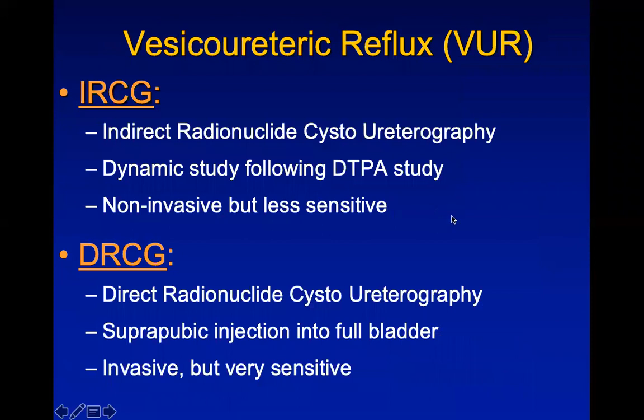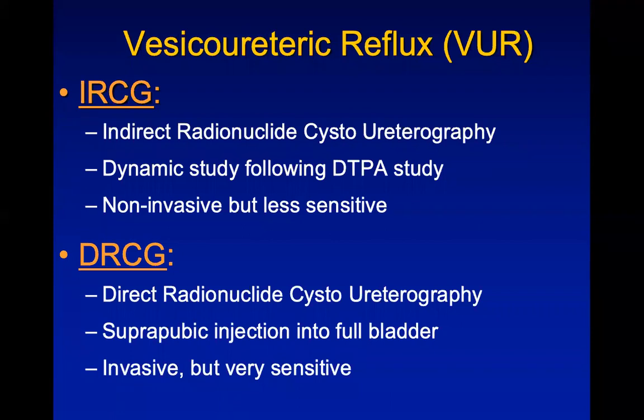VUR. Now, vesicoureteric reflux: either you can do an indirect radionuclide cystography, or a direct radionuclide cystoureterography. How do they differ? The IRCG is usually done as a dynamic study following a DTPA or an EC renography. You wait for the study to finish. This is dependent on both kidneys draining out all their activity into the bladder. Like you saw in the first scan that I showed you, there is no residual tracer in the kidney or the bladder if there is no obstruction and the renal function is well maintained.